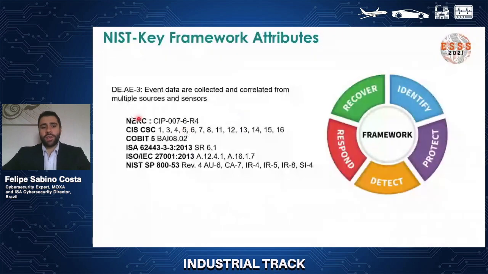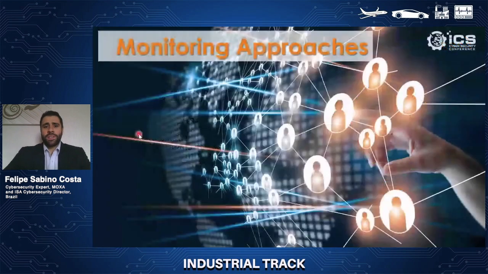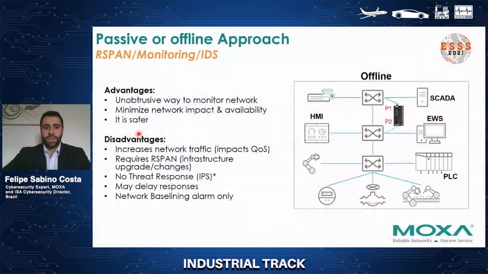I have different frameworks here for correlation, to collect data from multiple sources and sensors. I selected, for example, NIST as the main one, but as you can see, we have the correlation action and many others, very solid frameworks worldwide. So once we establish the need right here, that is, we need to monitor our system, I made a quick comparison among some feasible topologies. The first one is what we call the passive or offline approach. We have some advantages, of course: we don't need to intercept the network.